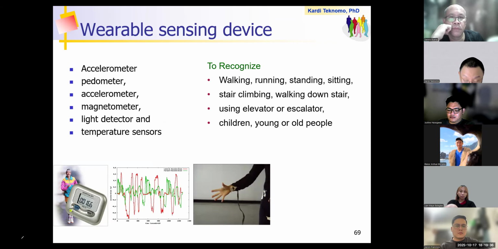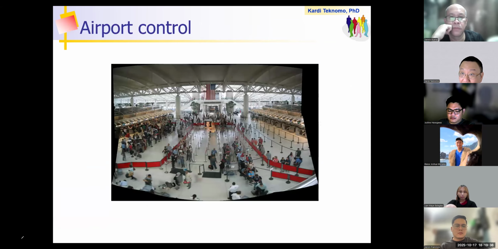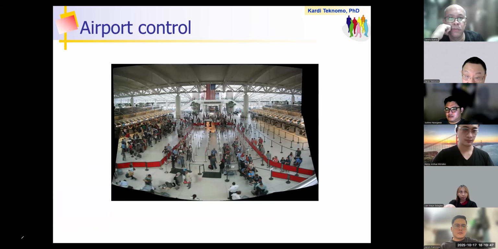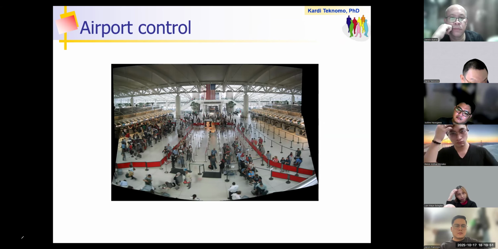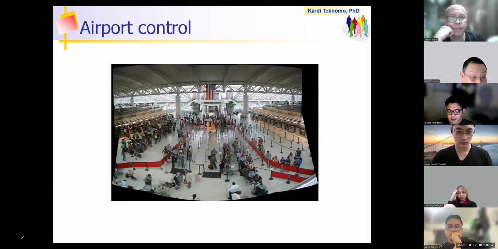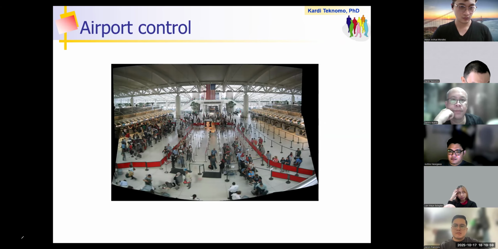So you can also connect it to airport control or public transport control and so, yeah. So, any question so far with this pedestrian in business? Clear. So yes, please. Hi, sir.